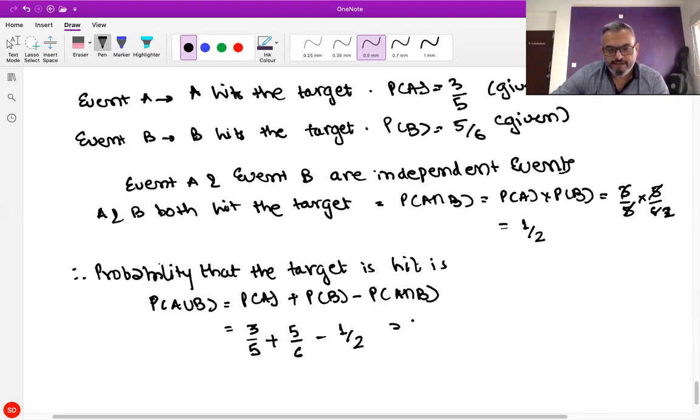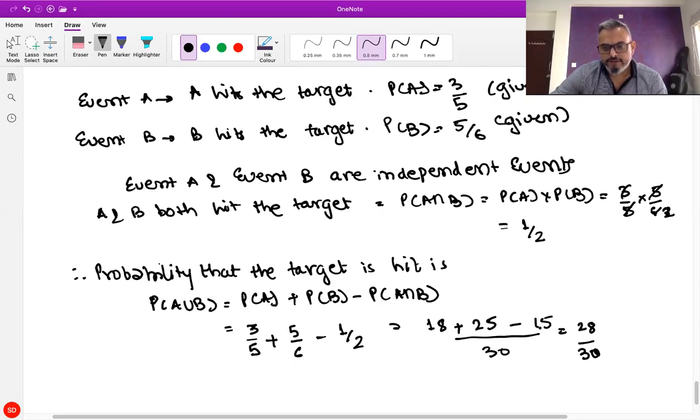We can take as LCM. So 6 3s are 18, 5 5s are 25 minus 15 upon 30, which is equal to 28 by 30. So 25 minus 15 is 10 plus 18, so which is equal to 14 by 15. Answer.